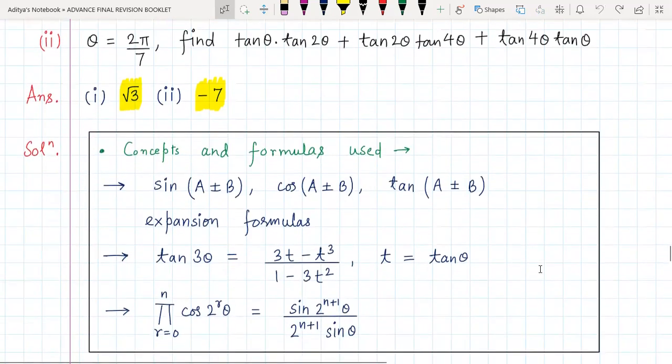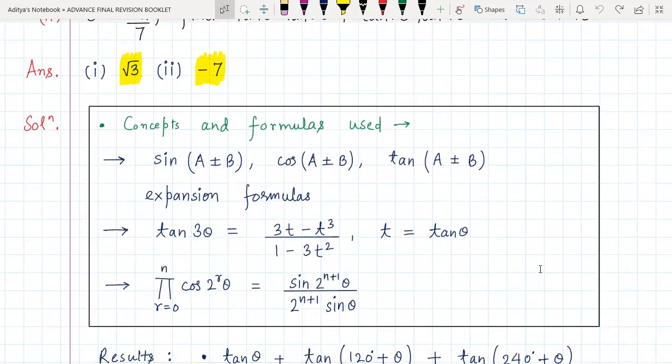And the concepts and formulas used are sine of a plus minus b, cos of a plus minus b, and tan of a plus minus b expansion formulas we should know. These are very standard and basic formulas, so no big deal. And tan of 3 theta formula also we should know in terms of tan theta. This is 3 tan theta minus tan cube theta upon 1 minus 3 tan square theta.